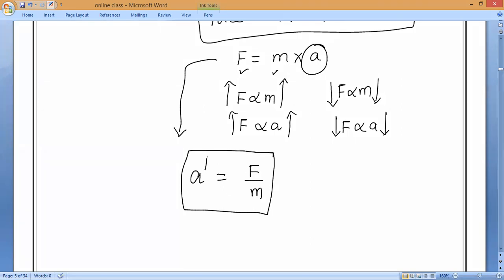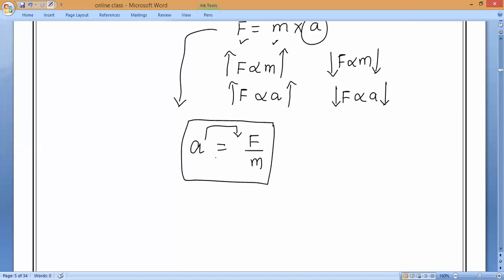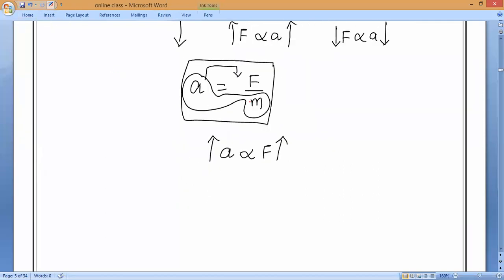Now, can anybody tell me what is the relationship between acceleration and force? Acceleration and force are directly proportional to each other. But acceleration and mass, what is the relation? Directly or inversely proportional? Where is it directly? It is in division. Acceleration and force are both at the same level. So if acceleration increases, force increases. If acceleration decreases, then force also decreases. Okay.